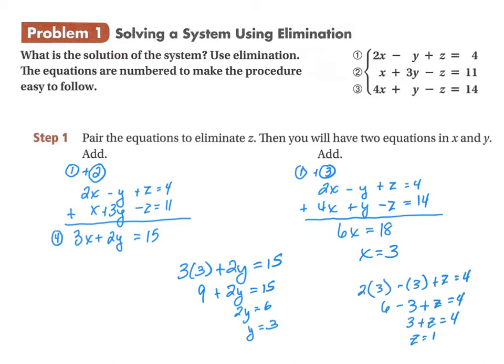So where you're going to put your answer, you're going to make a big parenthesis this time, put them in alphabetical order. X comes first, y comes second, z comes last. And there is the solution to the system of three equations.